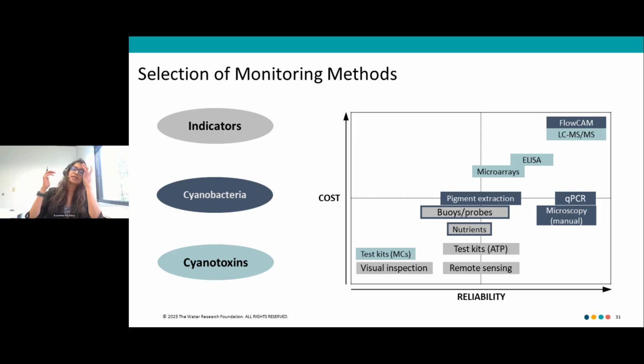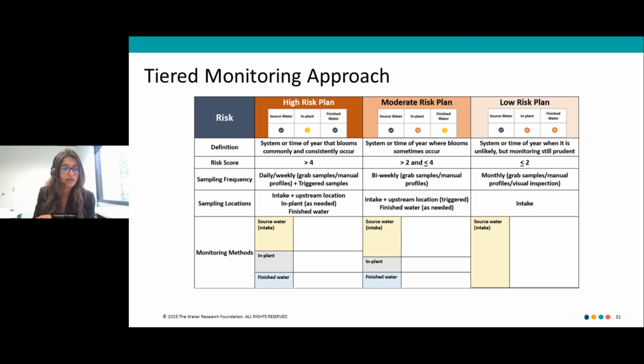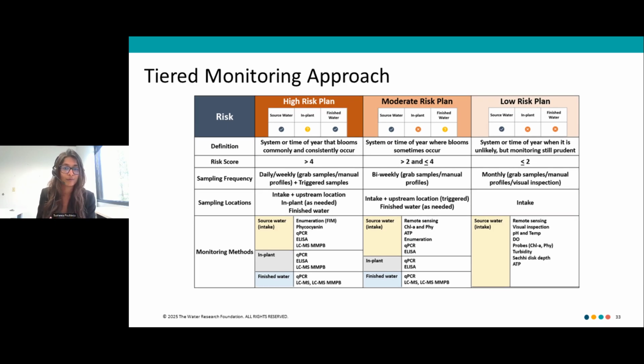But typically, we've seen that it's been successful when utilities are using multiple methods to cross-check each method as you're monitoring, and as your risk level goes up, it becomes even more important to do that. So you've seen what kind of tiered monitoring plans we are presenting in the project based on the risk levels. You've seen how to pick the methods and what kind of method cards are available for you to look at.